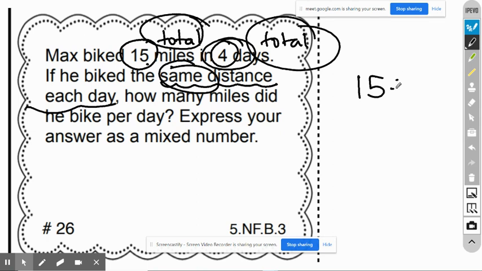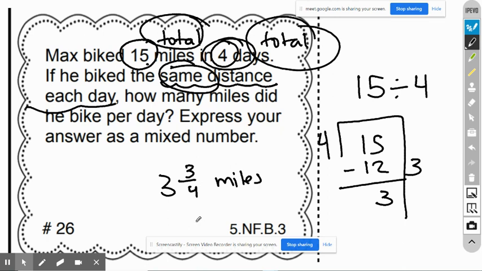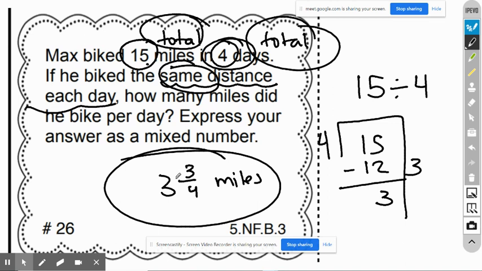So it's 15 divided by 4, which is, 4 times 3 is 12. So it's 3 and 3/4 miles that he did each day. And if you actually add this now 4 times, you go back to 15 total.